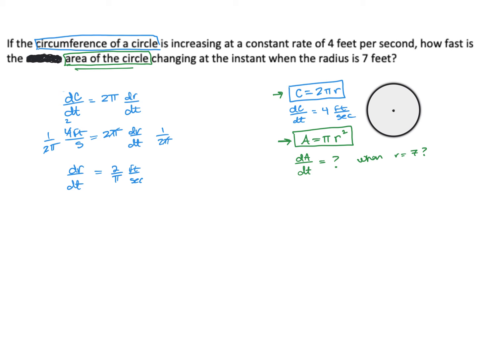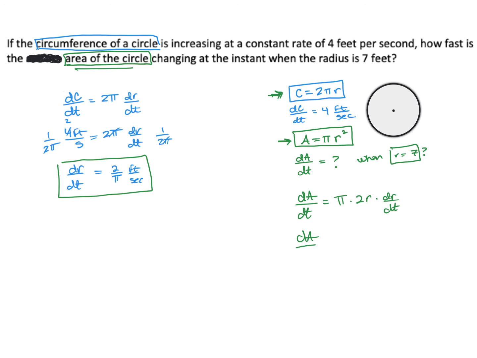So now let's take the derivative of the area formula. So you have dA over dt, which is what we're looking for, and we are going to take the derivative of pi r squared. Again, pi is a constant, and the derivative of r squared is 2r times dr over dt. So we now know dr over dt. But like I had said before, if you got here and you hadn't yet found dr over dt, you could just go do the circumference formula.